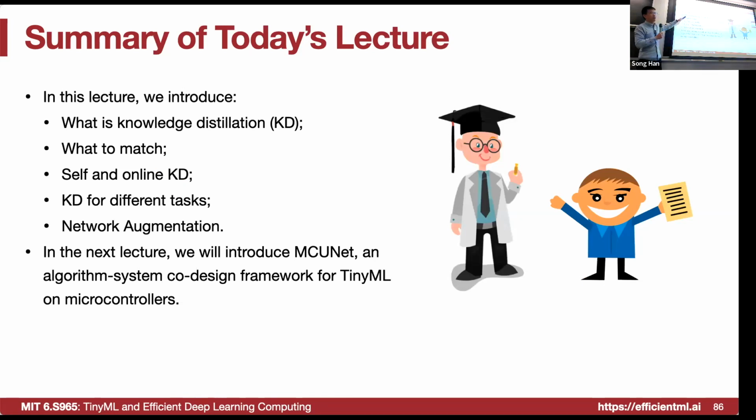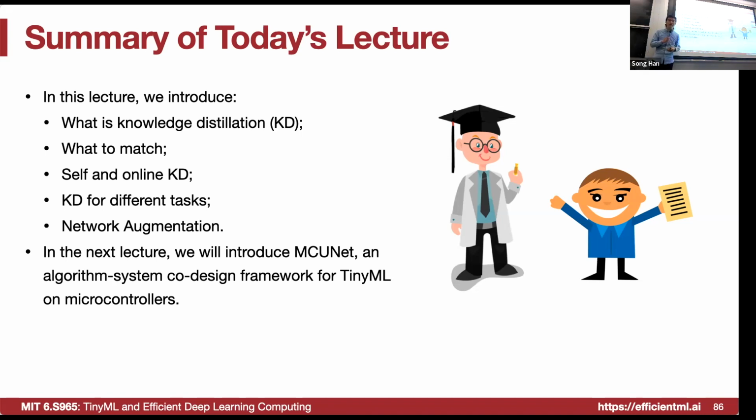Okay, in summary, today we talked about knowledge distillation, using a teacher network to improve the accuracy and performance of a student network. We talked about different places to distill. We can match the gradients, match the final logits, match the intermediate activations, and match the relationships. And also self and online distillation without a teacher, where you just learn by yourself without training many different models. Just keep improving a single model or use a deeper layer to supervise shallower layers. We talked about KD for different tasks beyond classification: detection, segmentation, GAN models, and also NLP tasks.